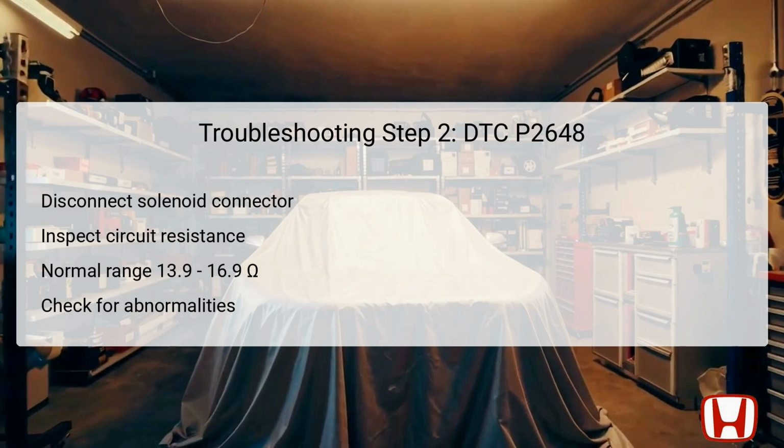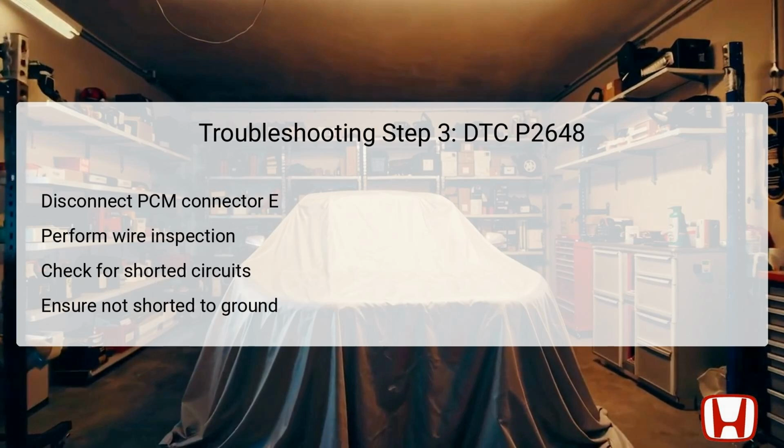The resistance should ideally be within the range of 13.9 to 16.9 ohms at room temperature. This value helps determine whether the solenoid itself is functioning correctly. If the measured resistance is outside this normal range, it indicates an abnormal condition that could stem from a degraded solenoid or internal failure. Such findings will guide the technician in determining whether to replace the rocker arm oil control solenoid. Identifying abnormalities in this step is essential for ensuring proper electrical functionality.